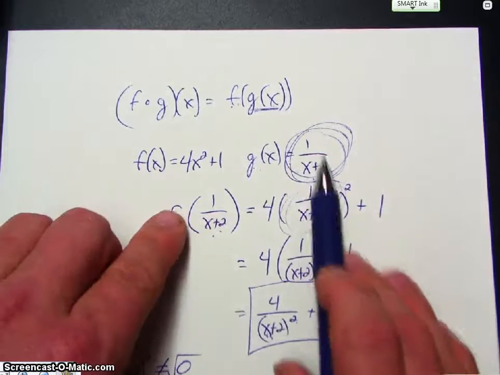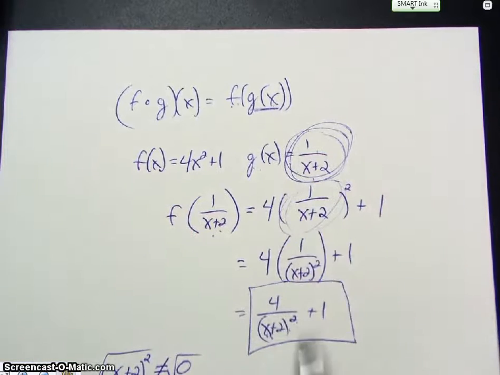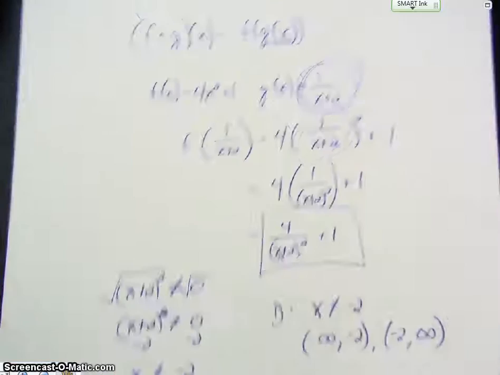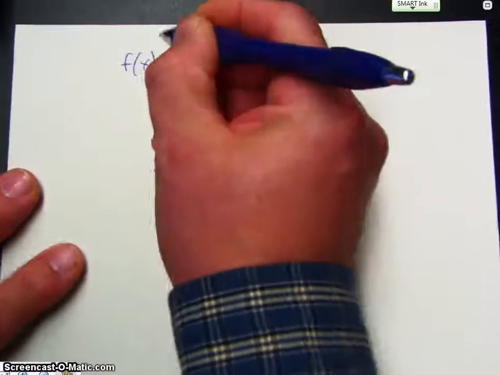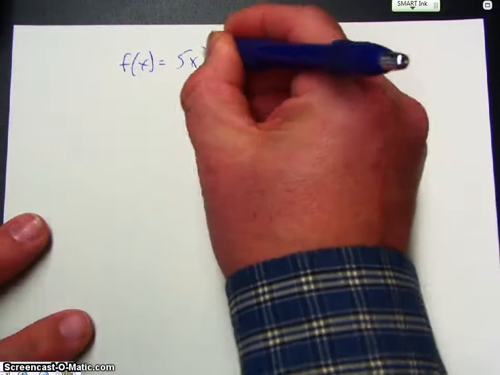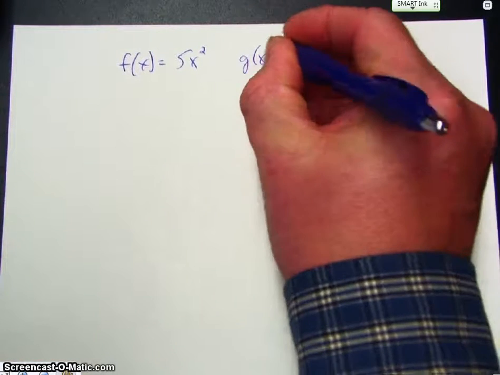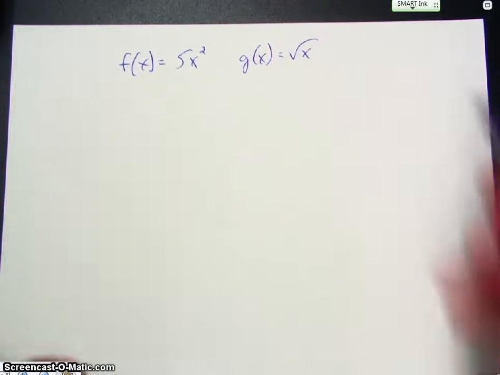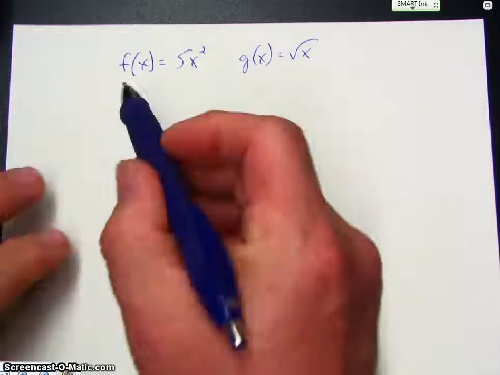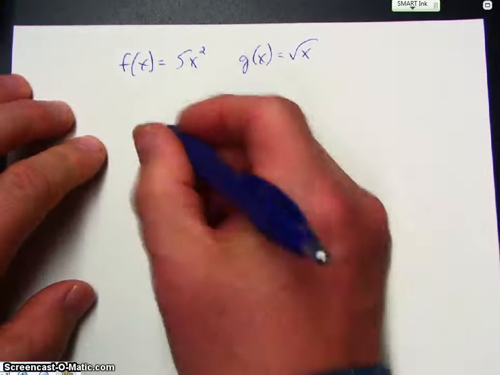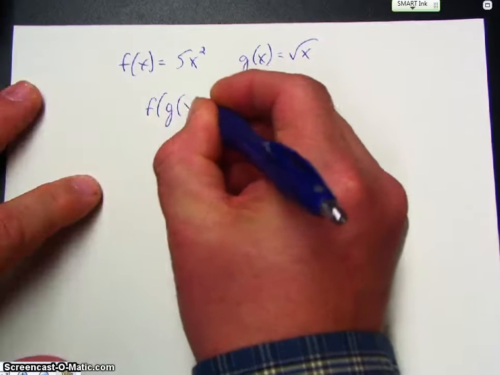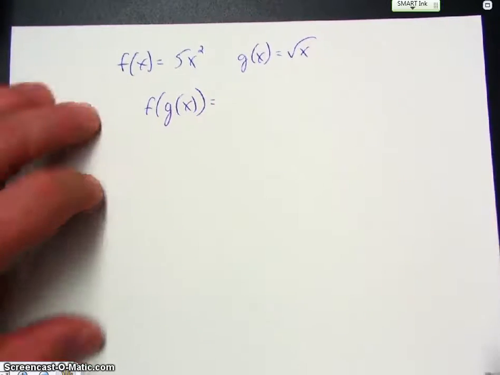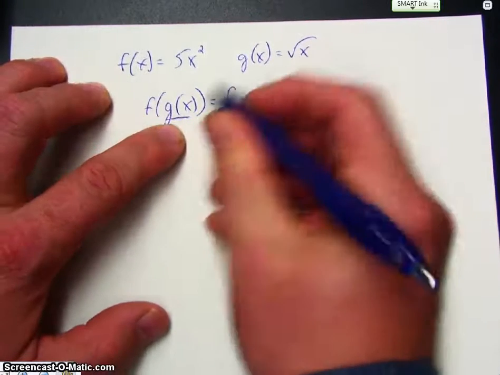All right, that is composition of functions where we're using generic inputs. In other words, we're using whole functions and getting a new function. All right, so let's do one more. Let's define them. f of x is equal to 5x squared. g of x is equal to the square root of x. Again, order is important here, so let's just keep it as f of g of x.